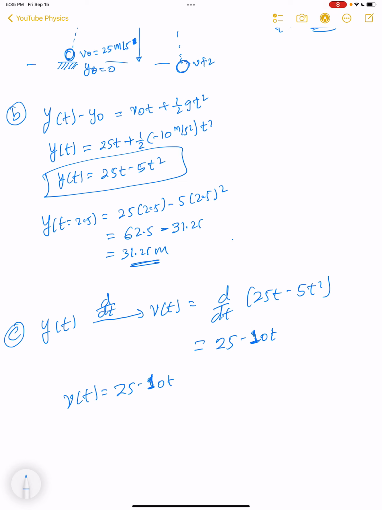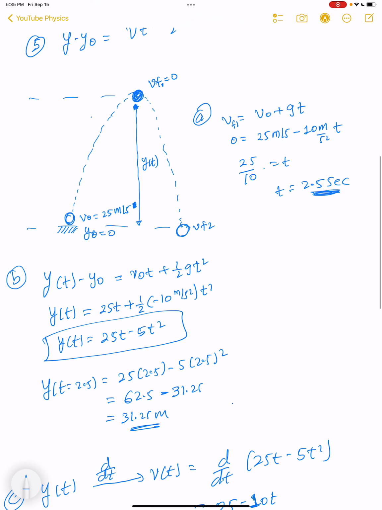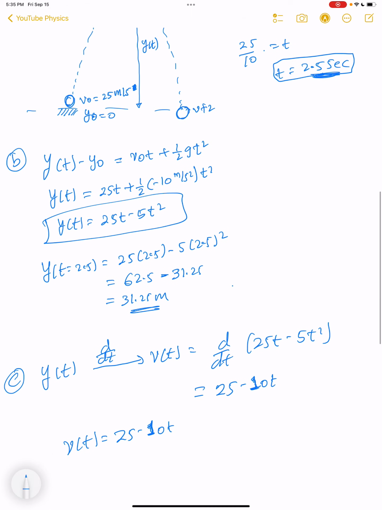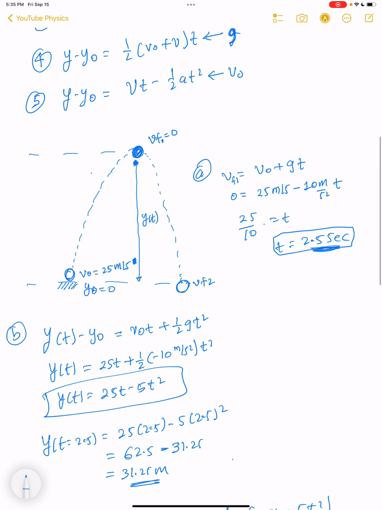As you know, it's going to take 2.5 seconds to go up, and it will also take 2.5 seconds to come down. So we're looking for the velocity at time equals 5 seconds, right? That's the total round trip time. 25 minus 10 times 5 gives us negative 25 meters per second. This is the final velocity.